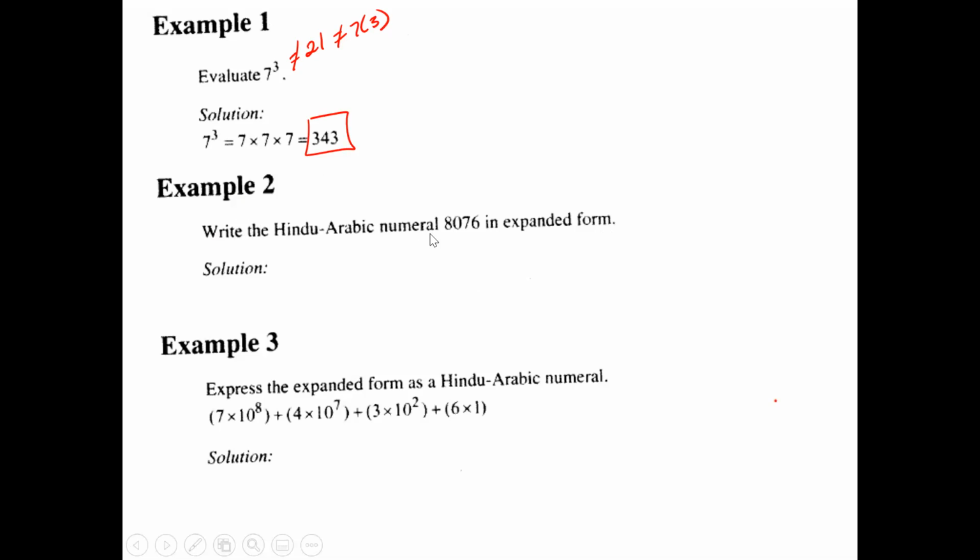Example 2, write the Arabic numeral in expanded form. With the Arabic numeral, keep in mind that it is in a base of 60. Given that this is in the thousands, the 6 right here is going to be in the ones, 7 is in the 60 to the 1, 0 is 60 squared, and 8 is 60 to the 3rd.